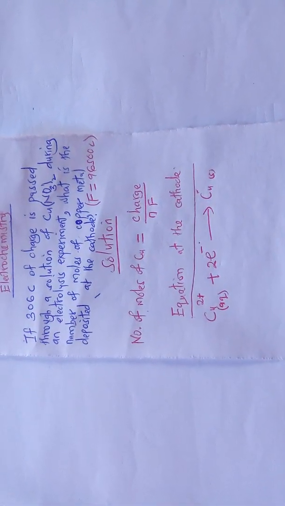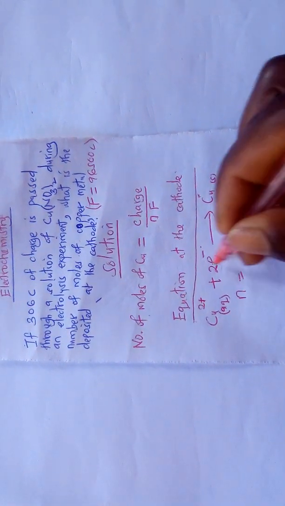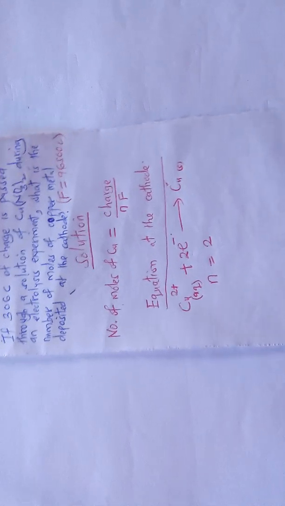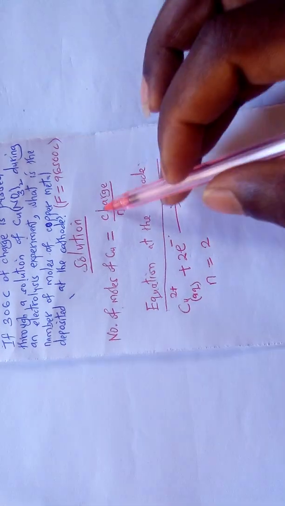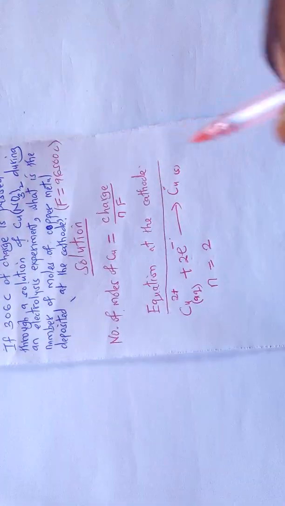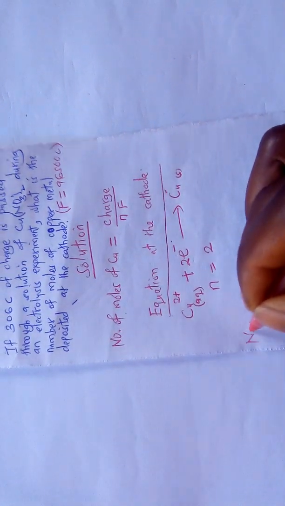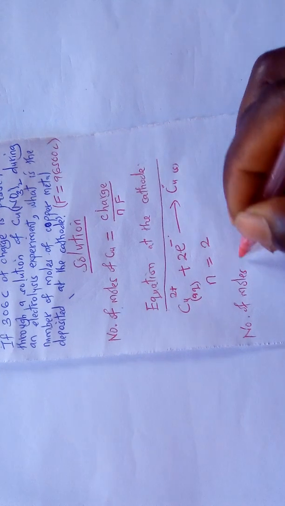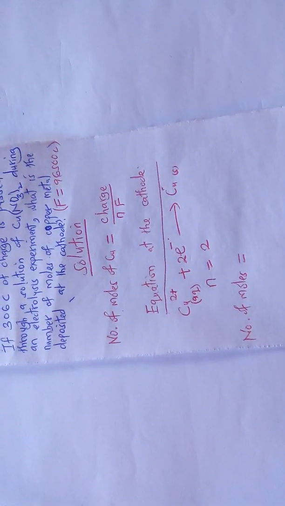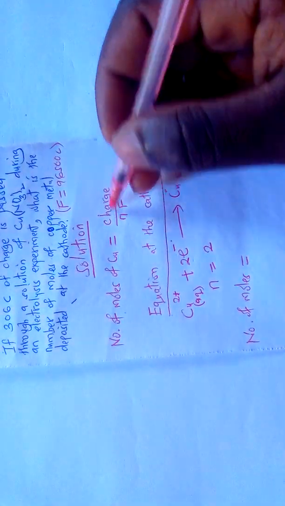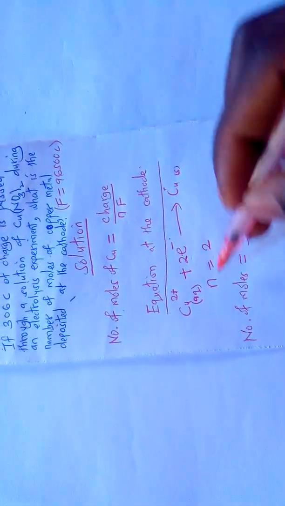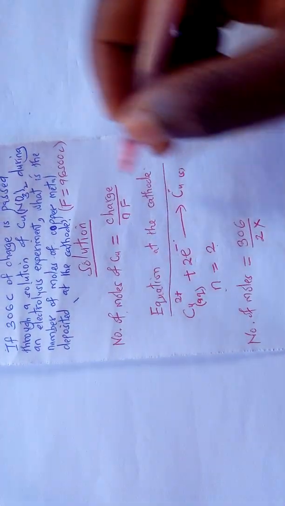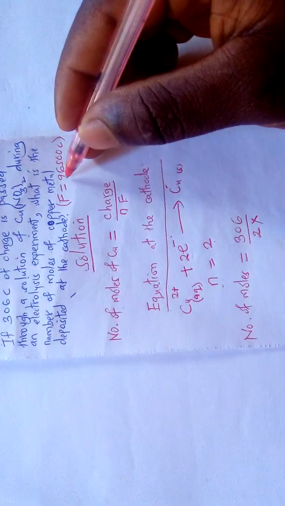After balancing the charges, you are in a position to get n, which is 2. Now that we have n, the charge we were given, and the Faraday constant, our work is just to substitute. What is the charge? I've told you the charge is 306 coulombs. So the number of moles of copper deposited equals the charge, 306, over n, which is 2, times the Faraday constant, which is 96,500.